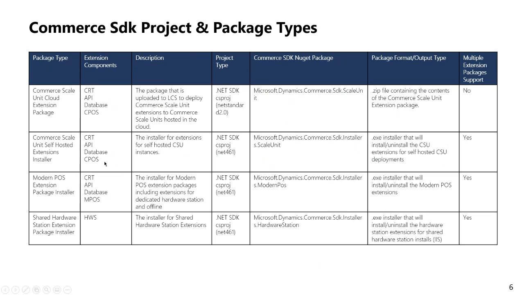Okay. So with that overview, we'll do a deep dive table of the different package types. For cloud, we have only one package type, called the cloud scale unit package, which can contain your CRT, API, database, and the CPOS extension. This package is uploaded to the LCS and then deployed to your cloud environment managed by Microsoft. In this case, it doesn't support multiple extension packages. So if there is an ISV package, or another extension from a different partner, or the customer extension package, all those packages need to be merged and then deployed as one package.